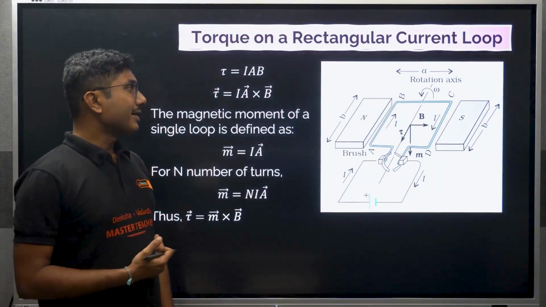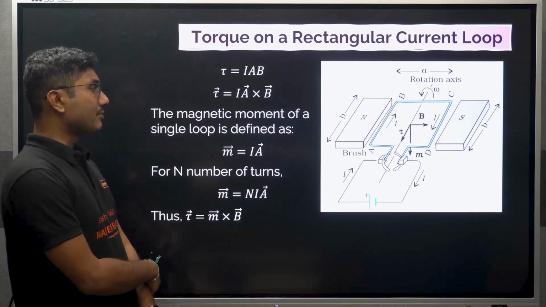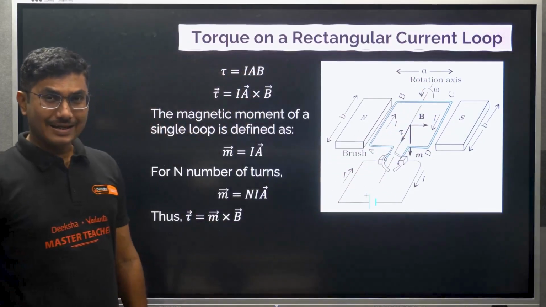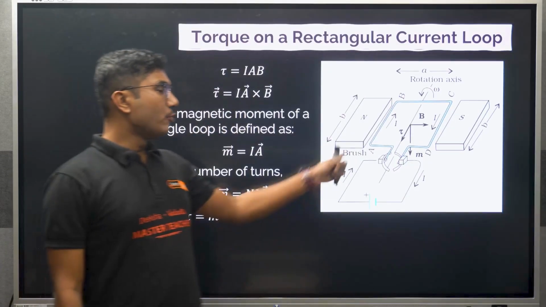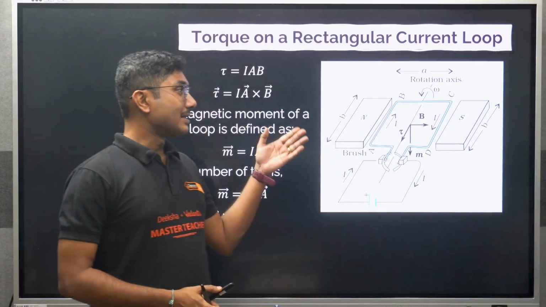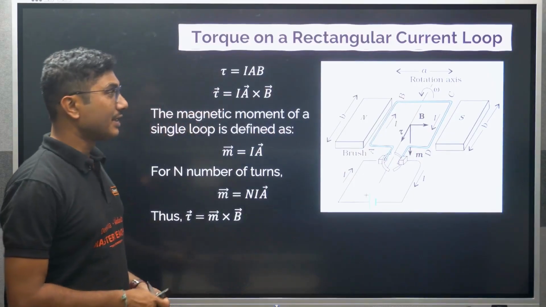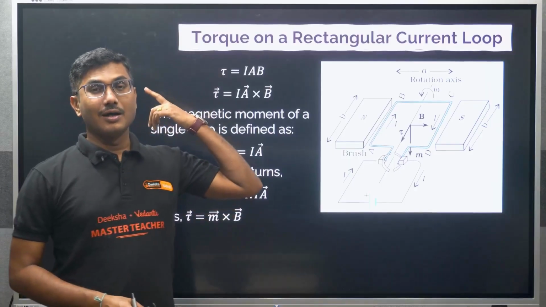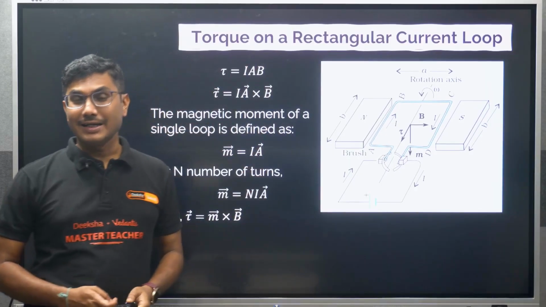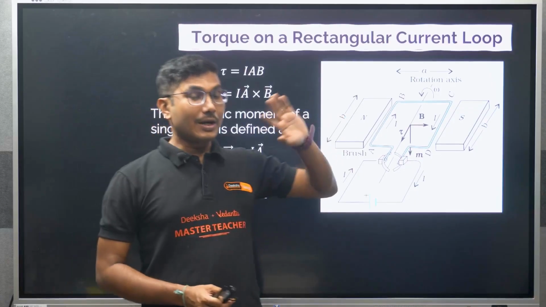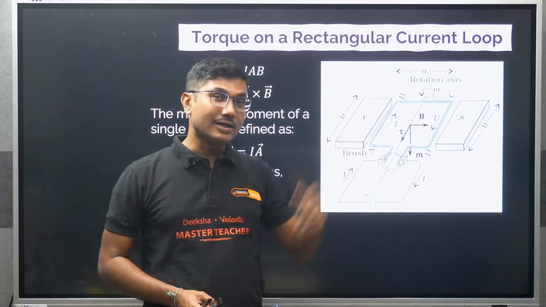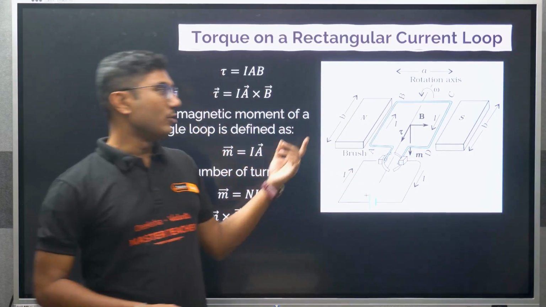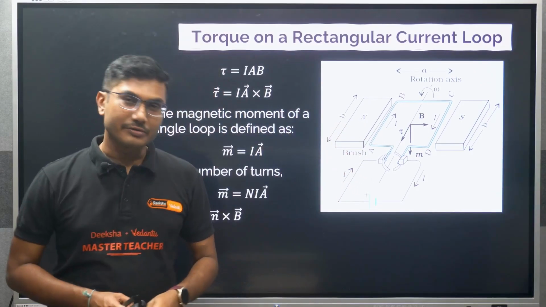Now torque on a rectangular current loop. If you keep a current carrying loop in an external magnetic field, the loop is also behaving as a magnet, and there is an external magnetic field present over here. You can consider this to be similar to the case where an electric dipole is placed in an external electric field. There was a torque acting on the electric dipole. Similarly, if you keep a magnetic dipole in an external magnetic field, it will also experience a torque.